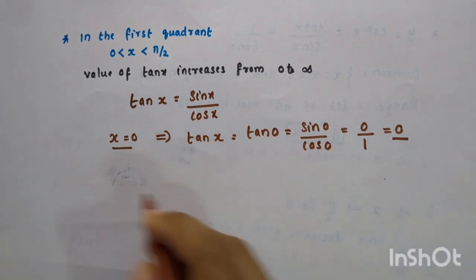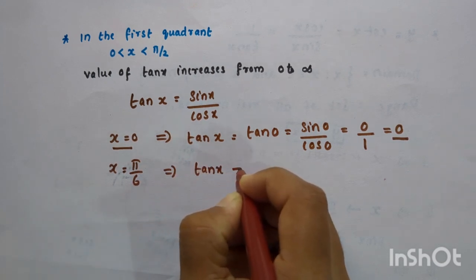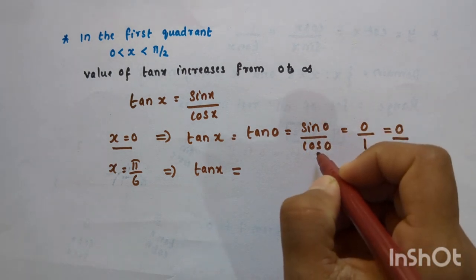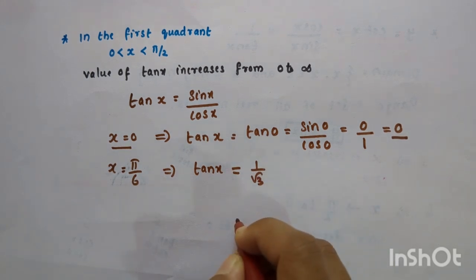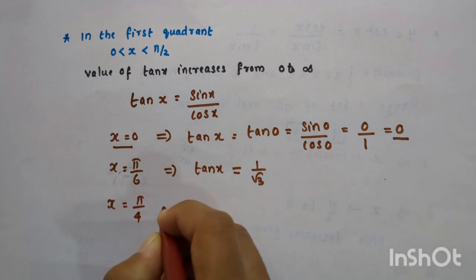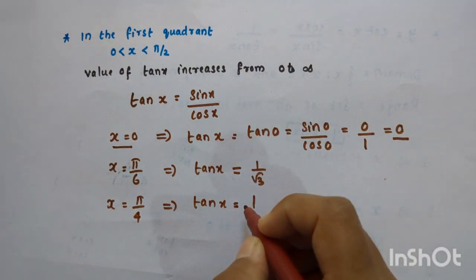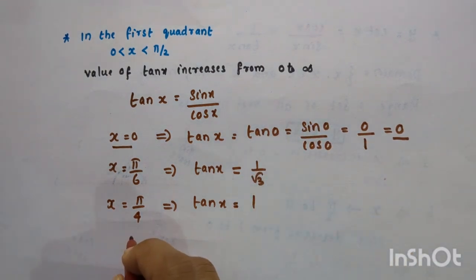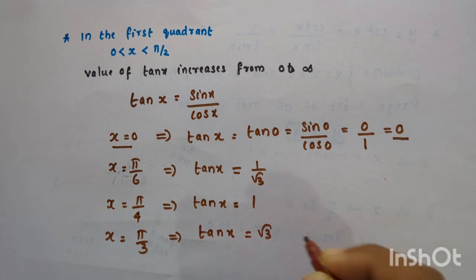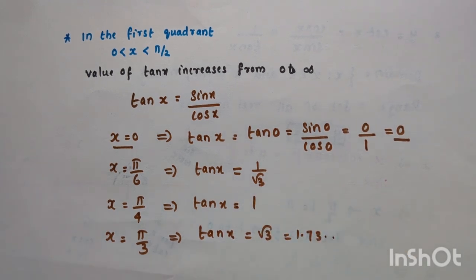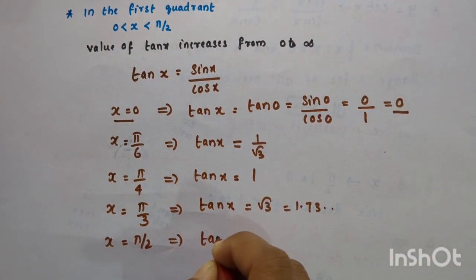Similarly, when x is equal to pi by 6, tan pi by 6 is sin pi by 6 by cos pi by 6. When you substitute the values, you will get 1 by root 3. When x is equal to pi by 4, you will get the tan value as 1, because sin pi by 4 by cos pi by 4 is 1 by root 2 by 1 by root 2, which is 1. Then when x is equal to pi by 3, the value of tan x will be root 3, which is almost 1.732.